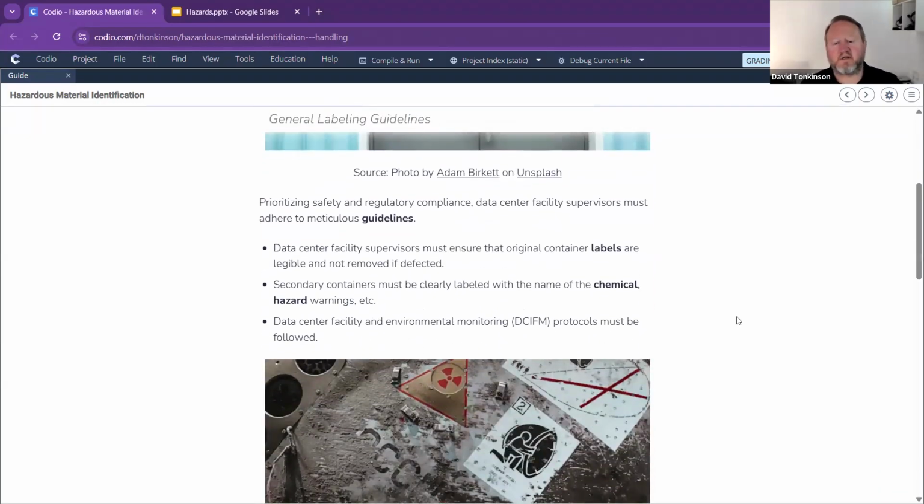Okay, you must prioritize safety and regulation compliance in data center facilities. Okay, it's the supervisor who is responsible for these. The guy who owns the data center is ultimately responsible for these things. But in the data center facilities, your supervisor must ensure that there are the correct labels and that they are legible, not removed if defected.